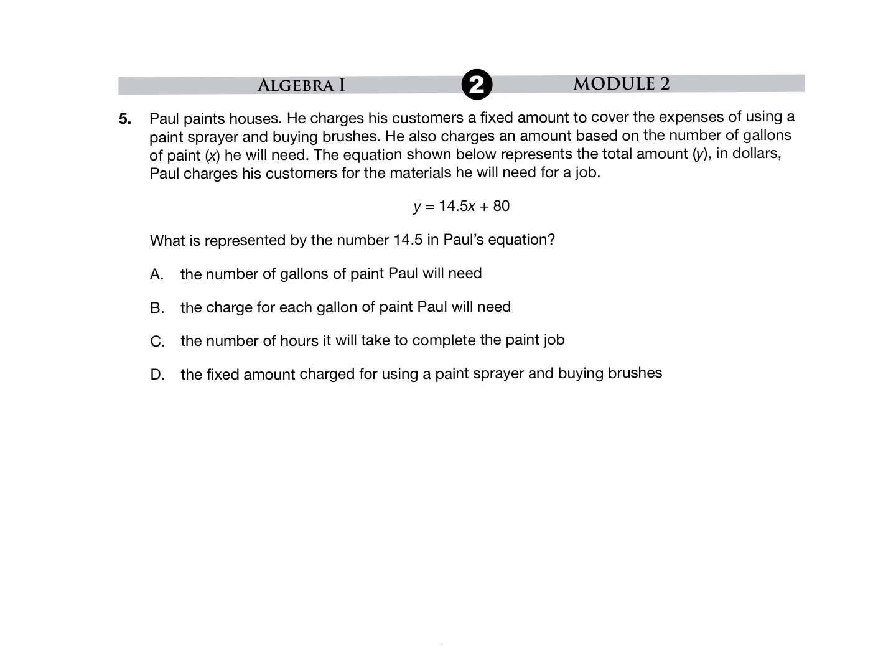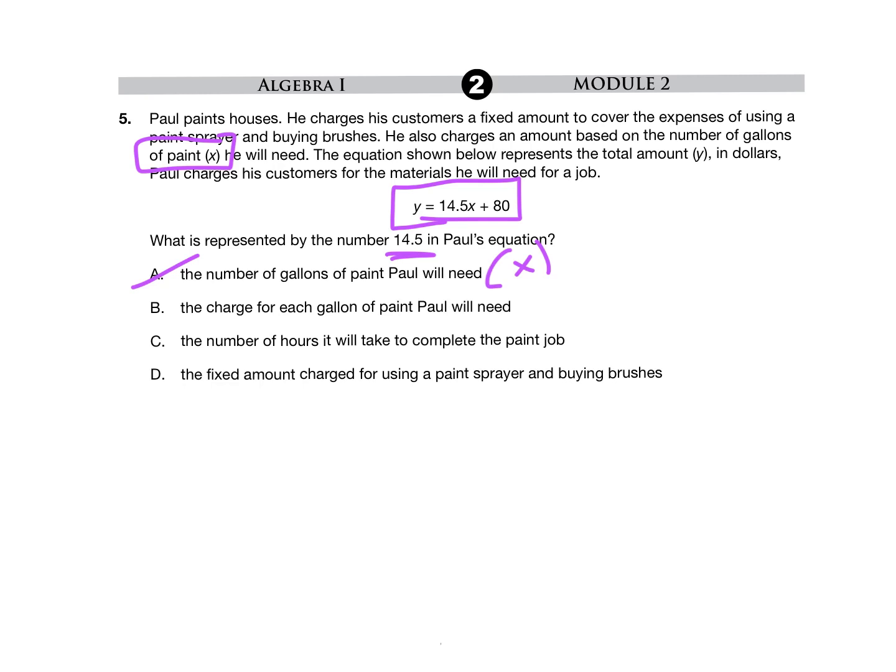Okay, we've got this situation about Paul painting houses where he has a fixed amount to cover his expenses, but he also charges them based on the number of gallons of paint, which is x, that he's going to need. So when I look at this problem, I can see they've written the equation for us, and I need to figure out what the 14.5 represents. Remember, x is the number of gallons of paint that he needs. So I'm taking the number of gallons times 14.5. So A is not the number of gallons of paint. Remember, that's what x is.